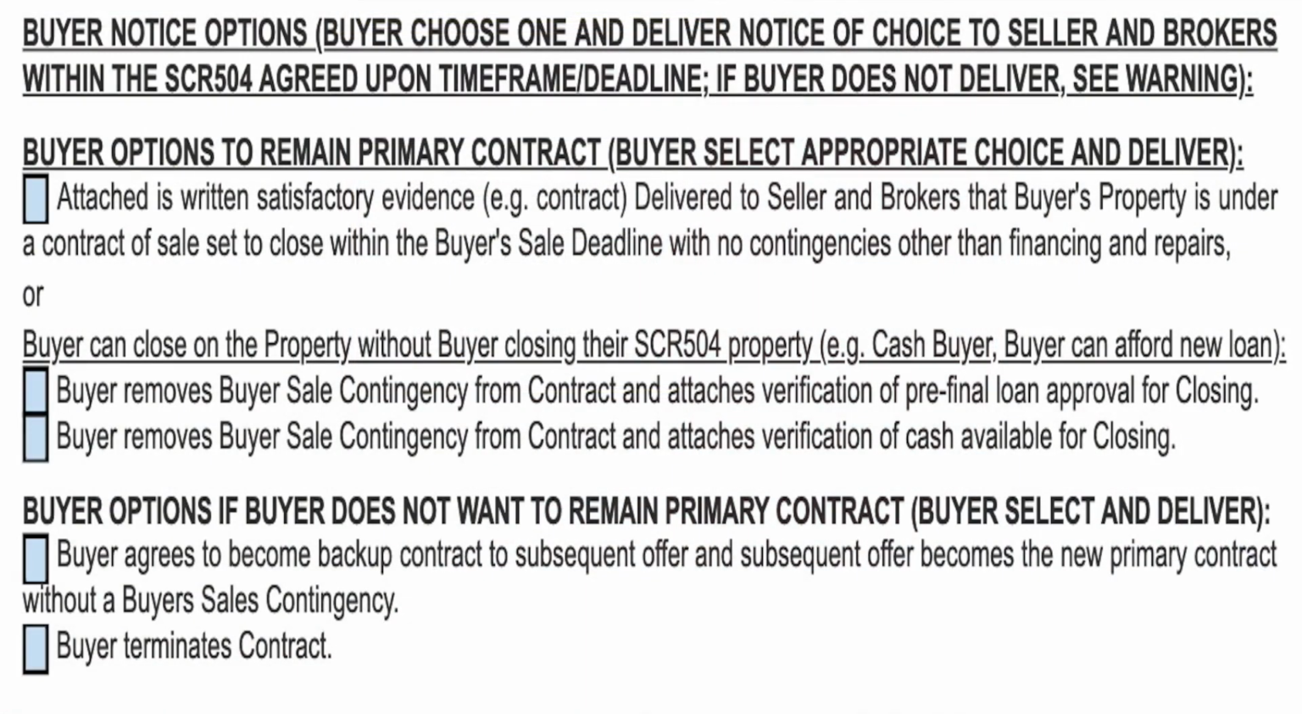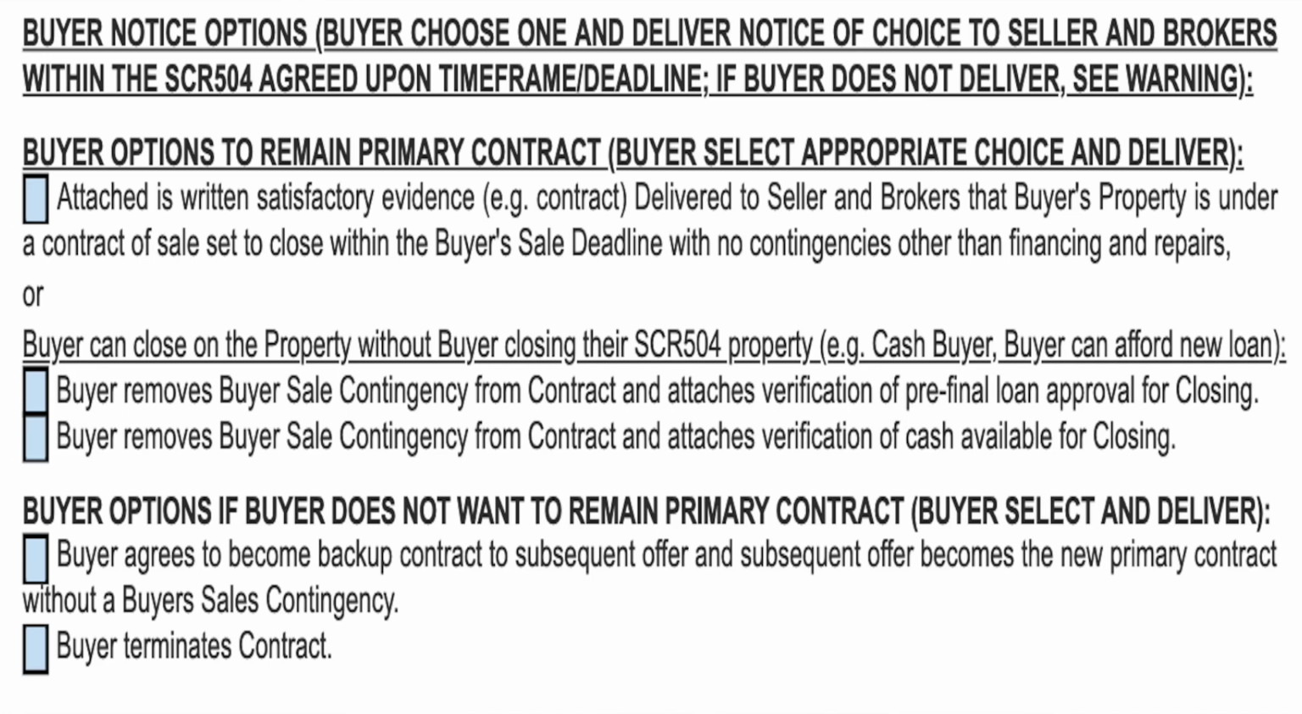Or, and this is where the cash buyer comes into play, the cash buyer has enough money to purchase the property, but does not want to give up all that money. They just want to try to sell their property. Or you have a buyer that has enough credit where they don't have to sell their property before closing. These next 2 boxes, that's basically what they refer to. So it says buyer can close on the property without buyer closing their SCR Form 504 property. So example, cash buyer or buyer can afford a new loan.